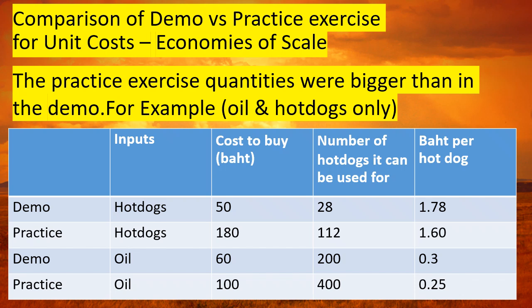For the oil, my version was 60 baht for 200, which came at 0.3 per hot dog. And for your practice version, it was 100 baht for enough for 400, so 100 divided by 400, 0.25.